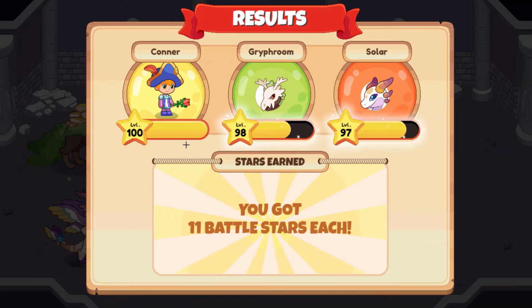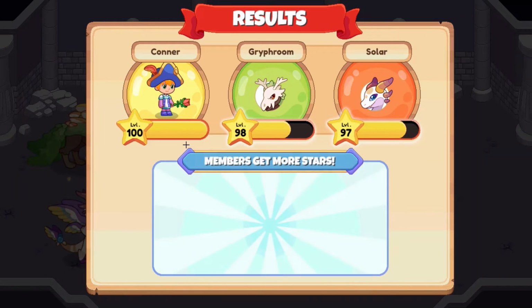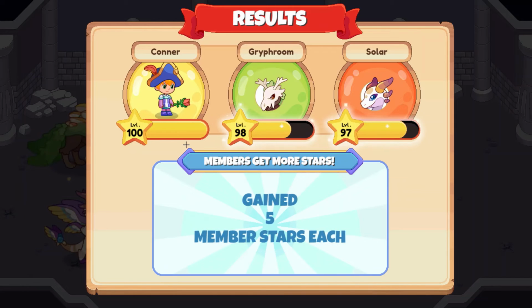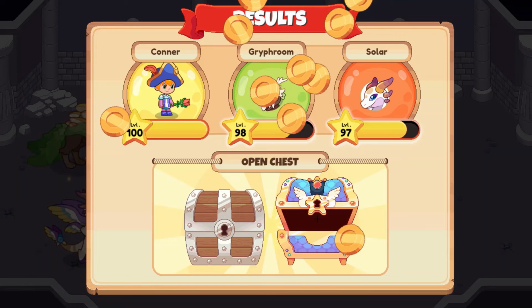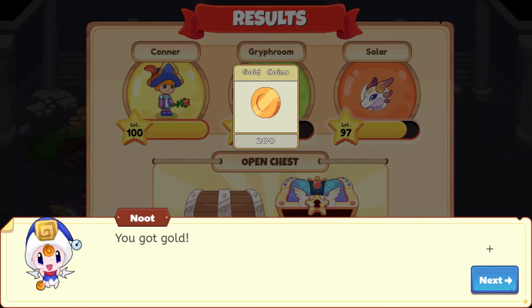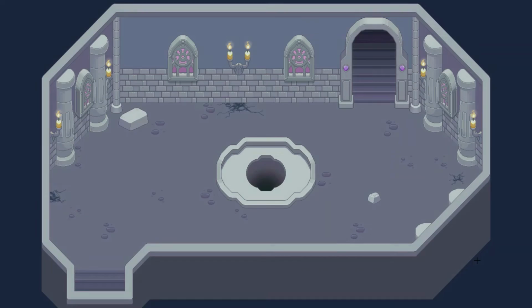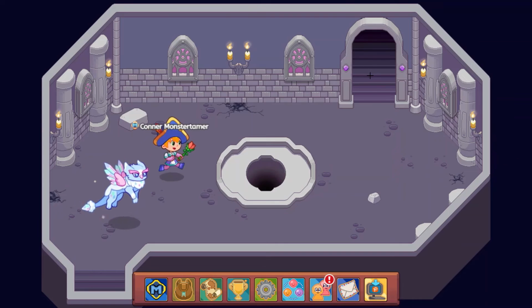11 battle stars here. I think when we get to 50, we'll go ahead and change our armor around and sort of get beefed up for the next round. I think it'll start to get a little bit more challenging at that point. Gold coins, 200. Fantastic. Let's make our way up here.